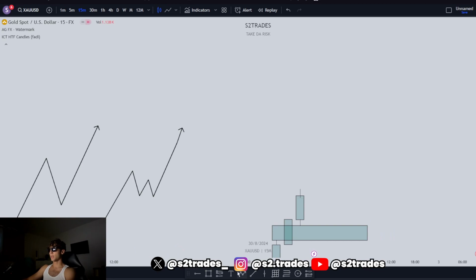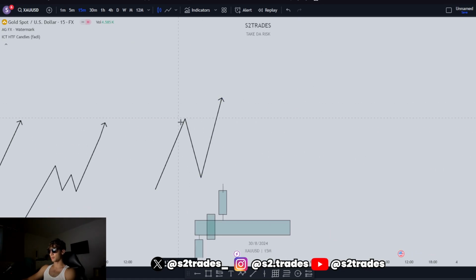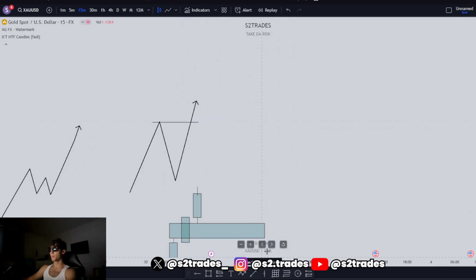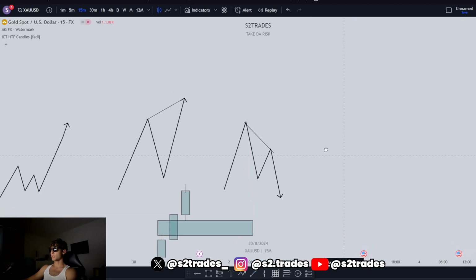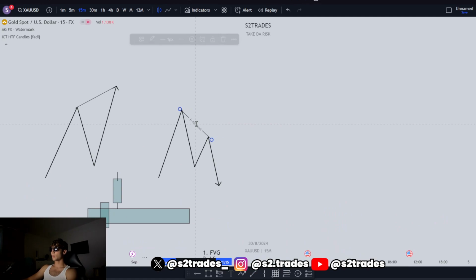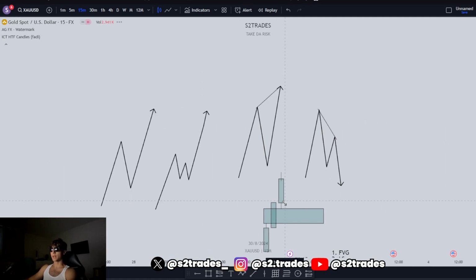Now, what could occur is this is an SMT divergence. So let's say NAS broke a high, and now we're in the uptrend, right? But the other didn't break the high, and now we're in a downtrend, right? This is an SMT because one is going upwards and the other is going downwards. Do you see what I'm saying? So this would be an amazing confluence to add to your trades.